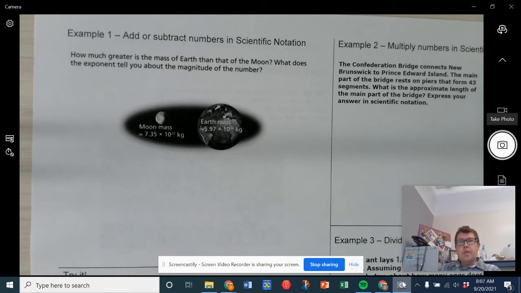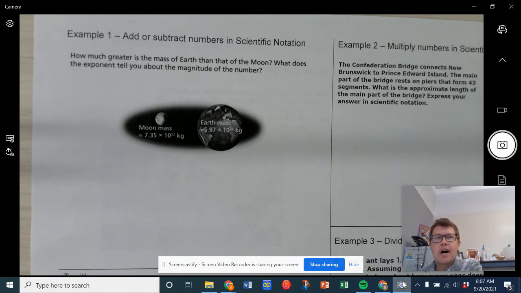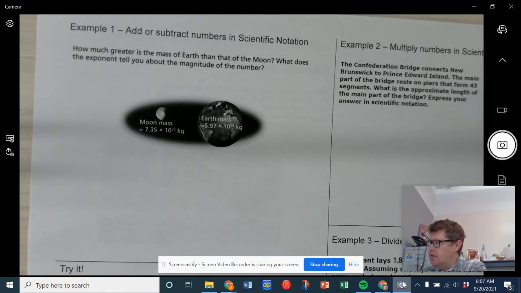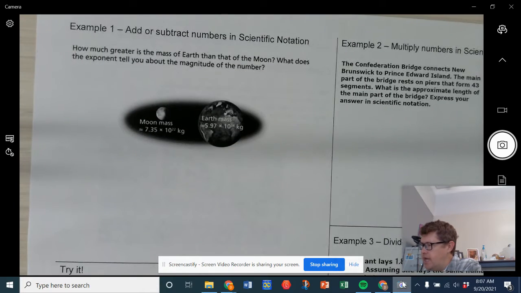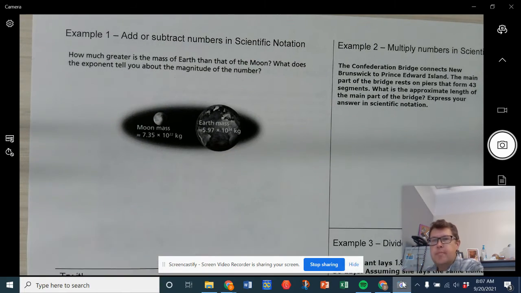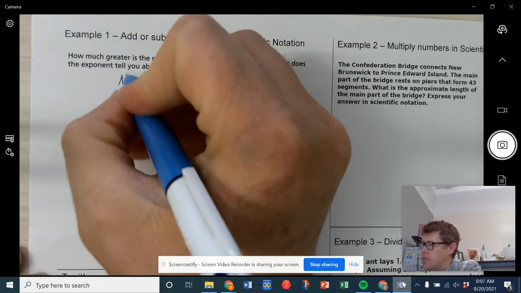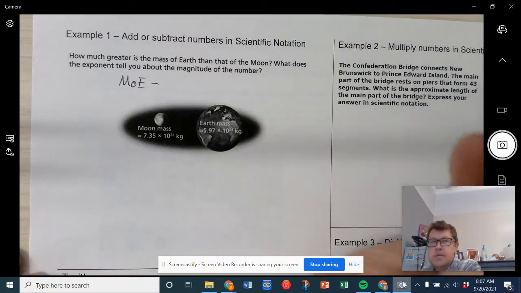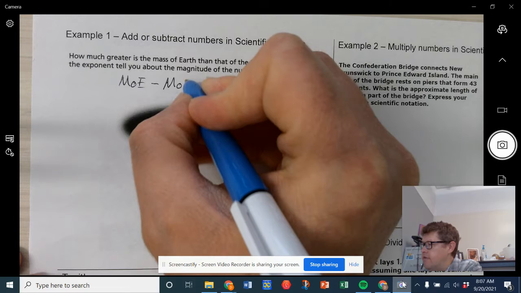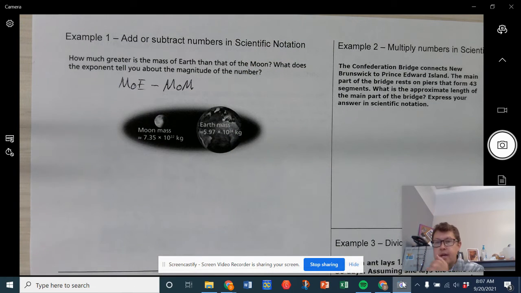Okay. So add or subtract numbers in scientific notation. It's only going to be one example. This is going to be a subtraction example, but otherwise you would just add. How much greater is the mass of the Earth than that of the Moon? What does the exponent tell you about the magnitude of the number? The basic idea is we take the mass of Earth and subtract the mass of the Moon. That's going to tell us how much bigger the Earth is than the Moon.